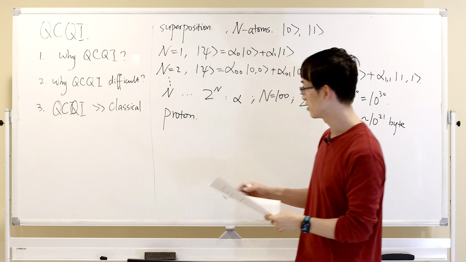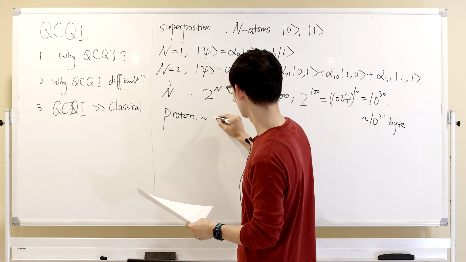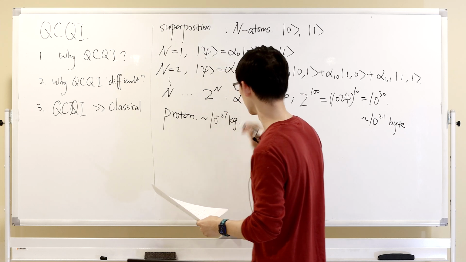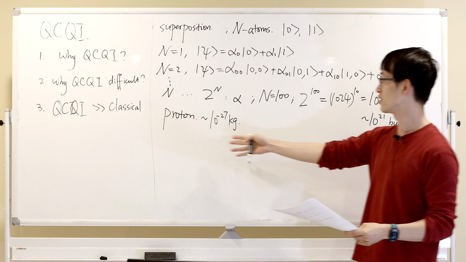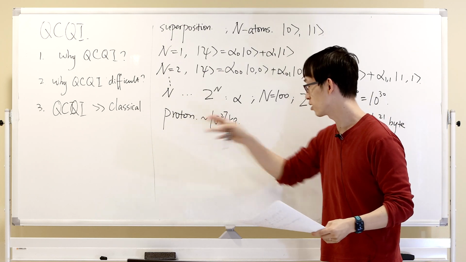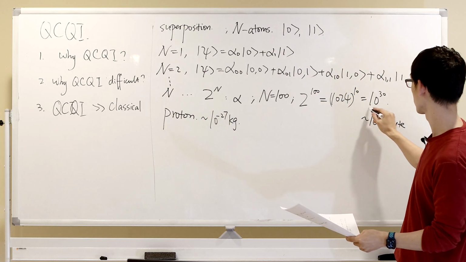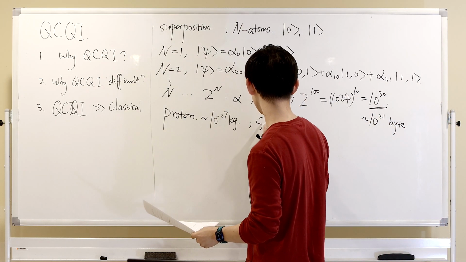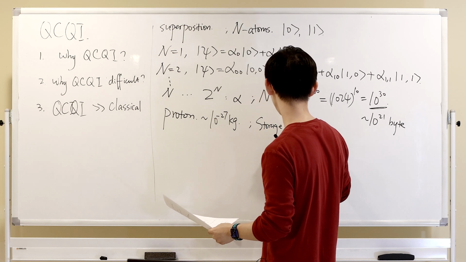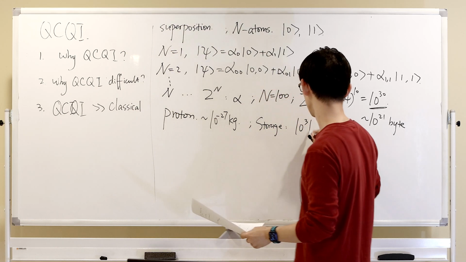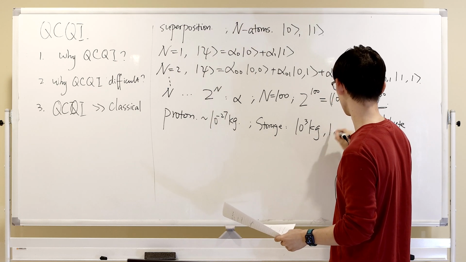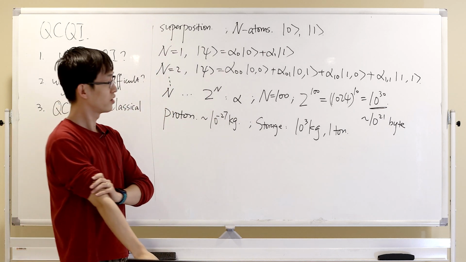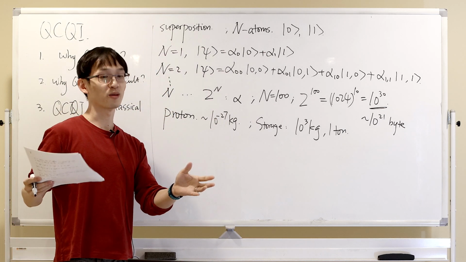So if you do that, the proton has a mass of 10 to the minus 27 kilograms. So if you use this proton memory to store this coefficient, you'll end up with a storage that weighs 1,000 kilograms, which is like 1 ton. Okay, 1 ton. And you might think, okay, that's still doable, right?